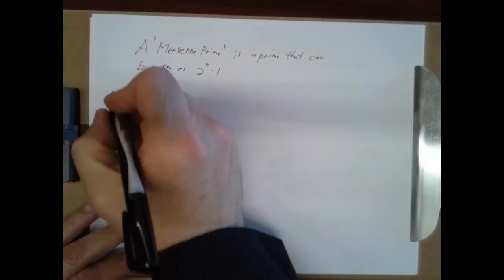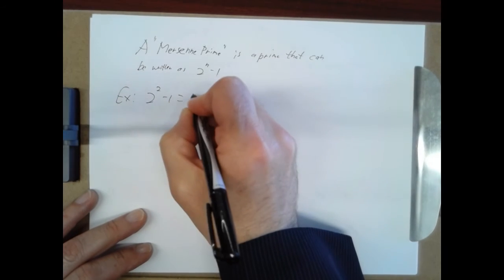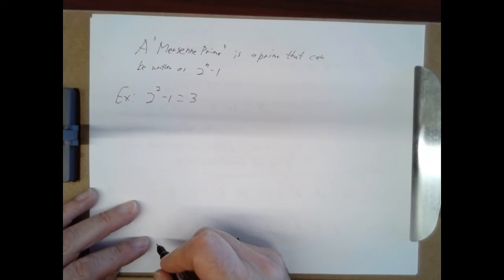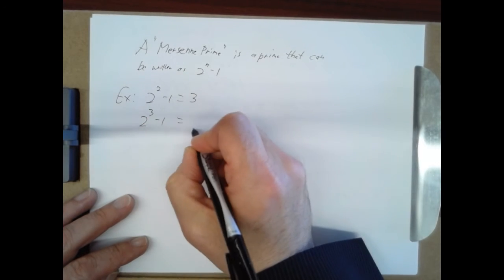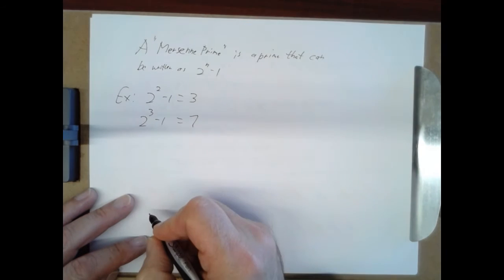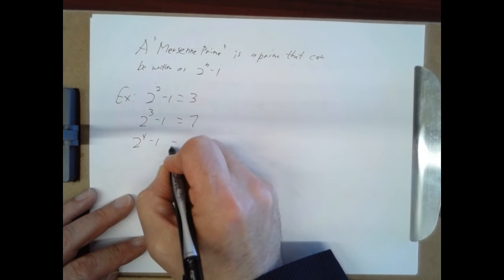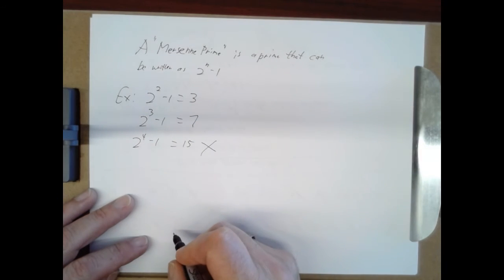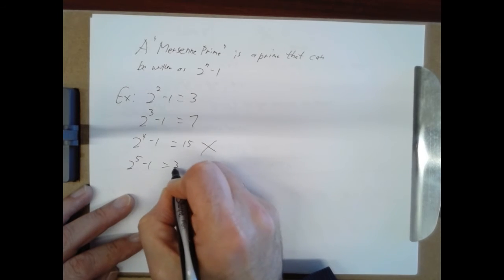So for example, 2 squared minus 1 is equal to 3. That's prime, so that's a Mersenne prime. 2 cubed minus 1 is equal to 8 minus 1 is 7. That's another Mersenne prime. 2 to the 4th minus 1 is 15. That's not a prime number. 2 to the 5th minus 1 is 31. That's another Mersenne prime.